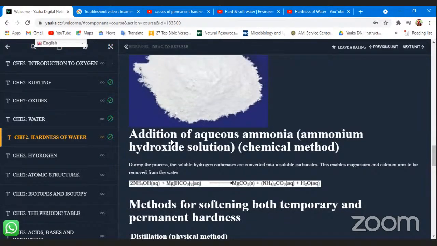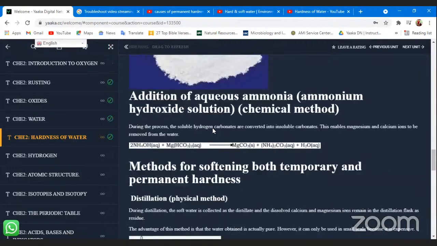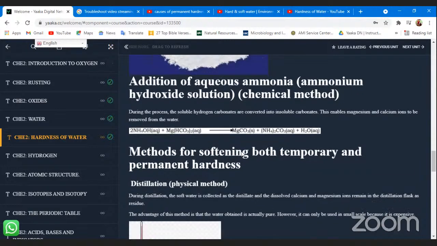The other way we can make water soft is addition of aqueous ammonia or ammonium hydroxide solution. This is also a chemical method. During this process, soluble hydrogen carbonates are converted into insoluble carbonates. This enables magnesium and calcium ions to be removed from the water. So again, ammonium hydroxide reacts with any of those salts, whether calcium hydrogen carbonate or magnesium hydrogen carbonate, to form their respective carbonate. This is a solid, insoluble. So these ones can be removed. They can settle down at the bottom of a container or on the sides. Okay, then you also form ammonium carbonate and water. These do not really make any changes.